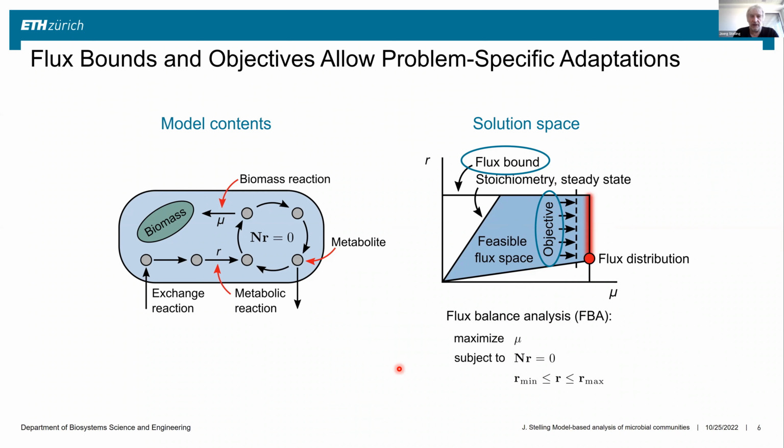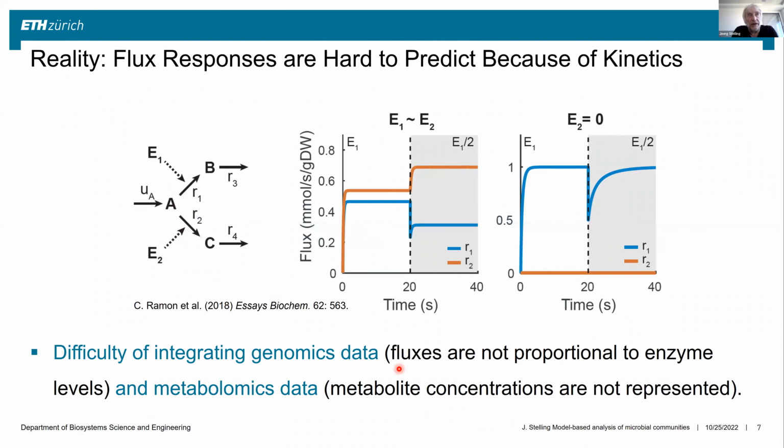There's a number of challenges there. I just want to mention two because they're relevant for later. So the first one is, if we want to predict fluxes or responses to fluxes, then this is hard because of kinetics. And this is just one example to illustrate this. We have a little system here, in influx A, then just a diverging pathway to B and C.